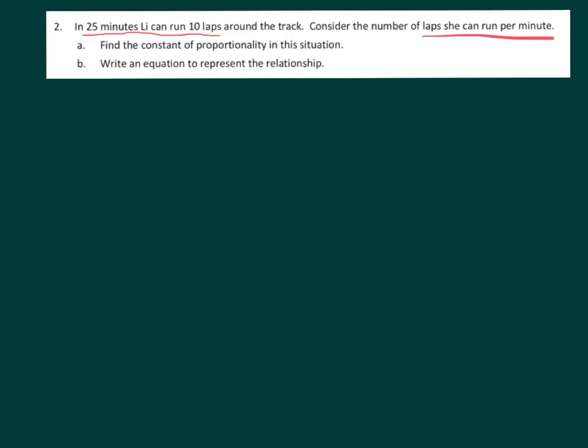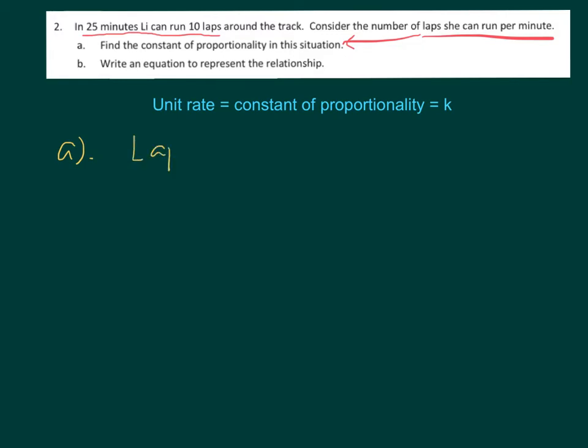So by finding this unit right here, by now you should know that it's actually your constant of proportionality. So constant of proportionality is the unit rate, which is usually represented by the letter k. Okay, so A, find the constant of proportionality, so find the unit rate. So consider the number of laps you can run per minute. So to find the unit rate, you're going to do laps divided by minutes.